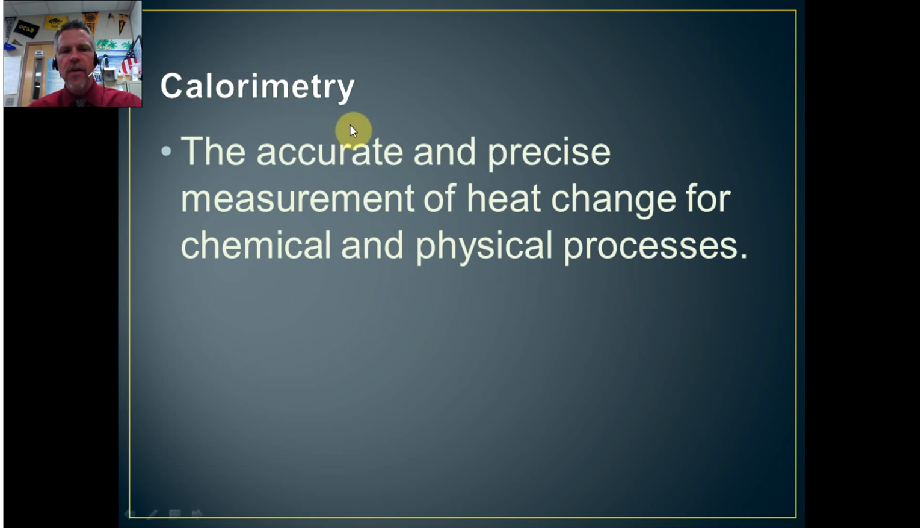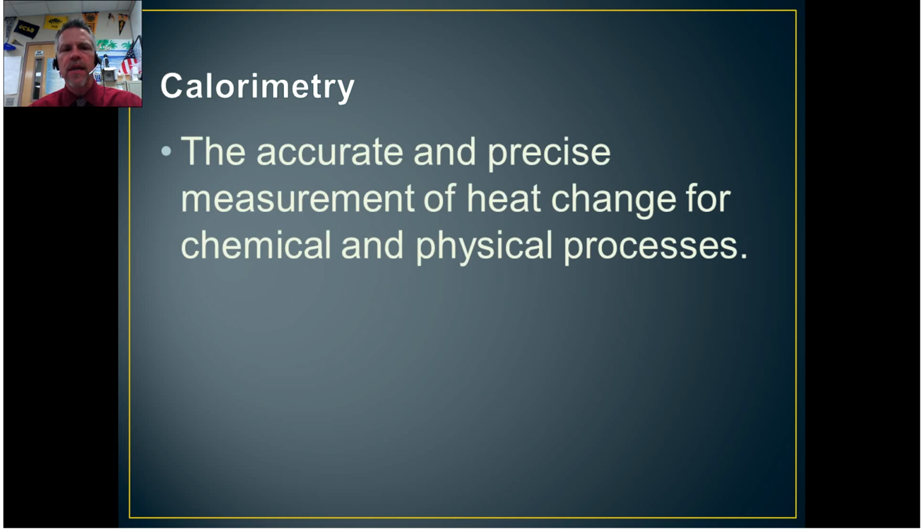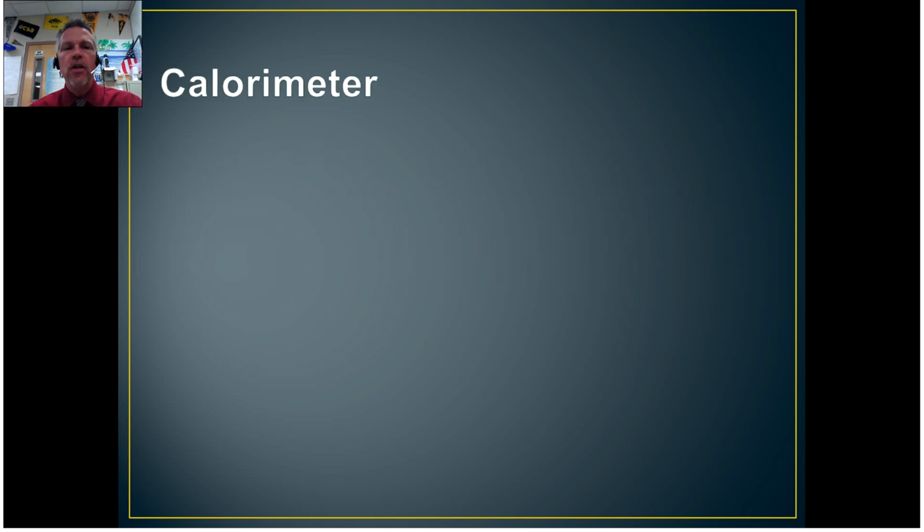Calorimetry is the accurate and precise measurement of heat changes in a physical or chemical process. We're going to, of course, be focusing on the chemical processes, but this is true for physical processes as well. So that's your definition of calorimetry. In order to make those precise and accurate measurements of heat change, you need a device, and the device is called a calorimeter.